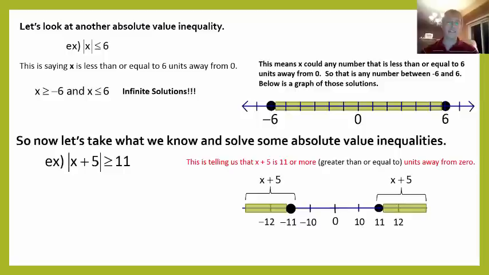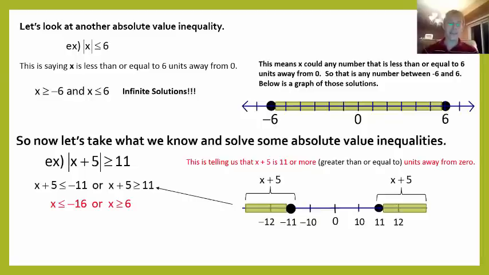So it could be at +11 or to the right, or at -11 and to the left. And what this really leads me to is two inequalities here. We can see that x plus 5 could be less than or equal to -11, or x plus 5 could be greater than or equal to +11.